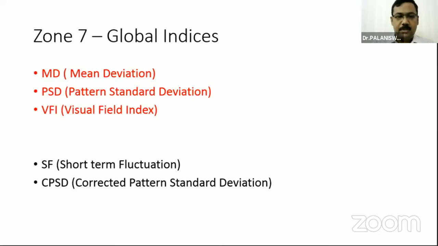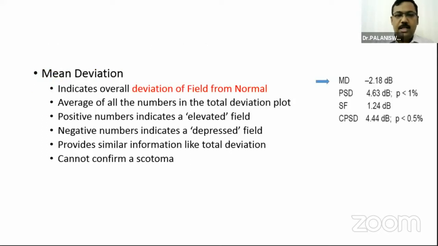So mean deviation indicates the overall deviation of the field from normal. It can either be an elevated field or a depressed field. Elevated fields at times can also be because of a trigger happy patient. What this does is all the patient's values are added up and divided by the number of points. The same thing is done for the normal database and it is compared. The difference gives us the mean deviation.